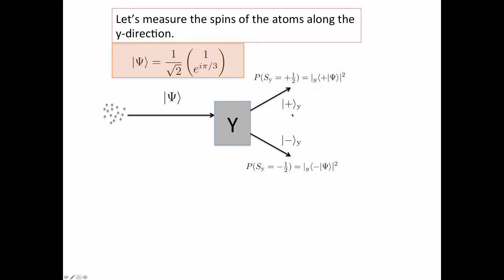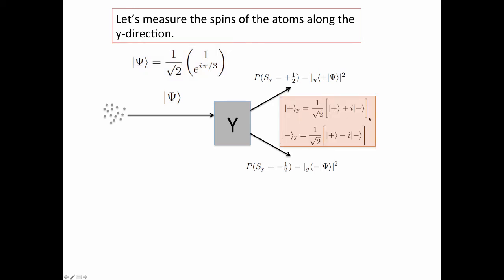So in order to calculate this, we need to look at what the plus and minus kets along the y direction are. Last week we saw that they can be written in terms of the plus and minus kets along the z direction in this manner here.